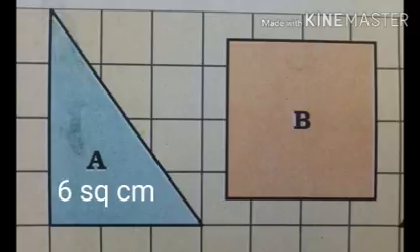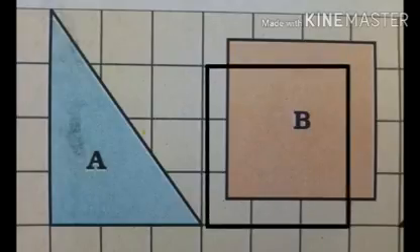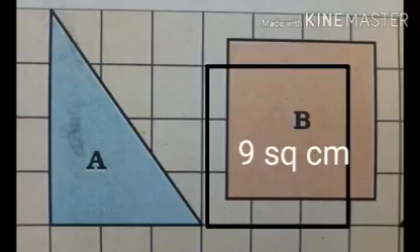Now to find the area of figure B, you have to just shift it down and fit it along the line, and then you can see that it covers 9 boxes. That means the area of this is 9 square centimeters. For these two figures also you have to cut some portion and adjust it so that the whole figure lies inside the boxes, and then you can find the area of these figures as well.